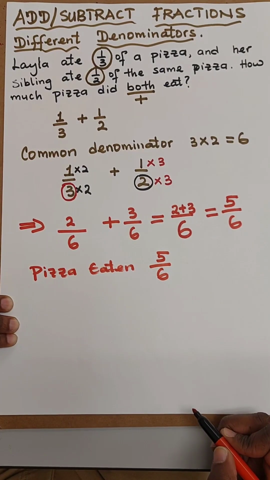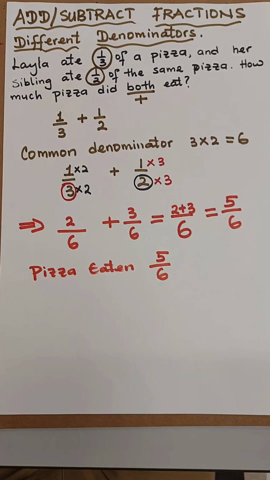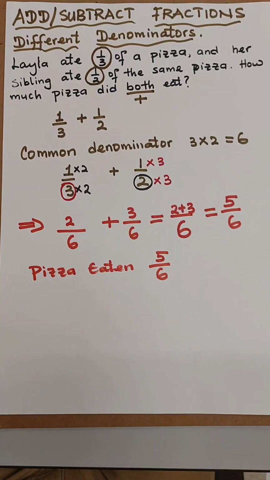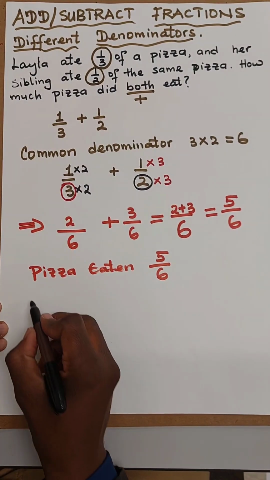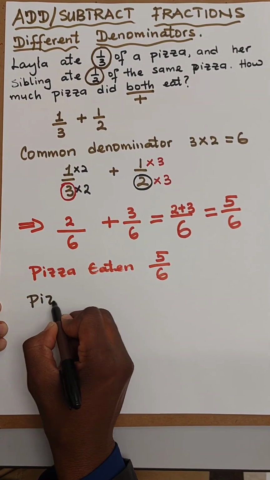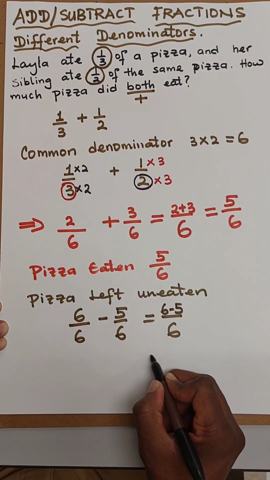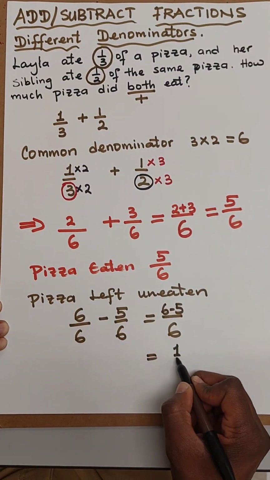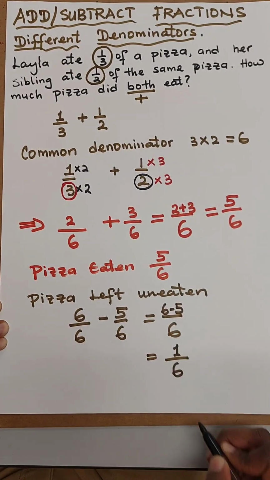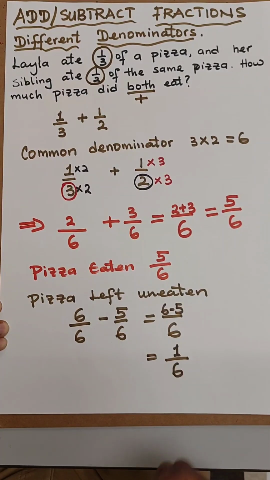Have they eaten the whole pizza? No, the whole pizza had 6 pieces. How many pieces are left? Okay, so 1 out of how many pieces that were there? All right, so the pizza left. So what is left? 1 piece out of the 6 pieces is left. Okay, so this is what is left.